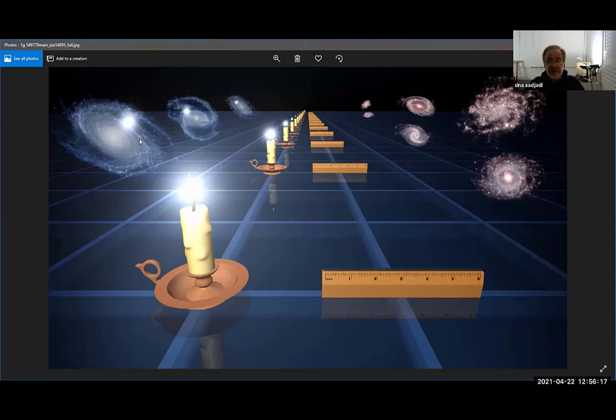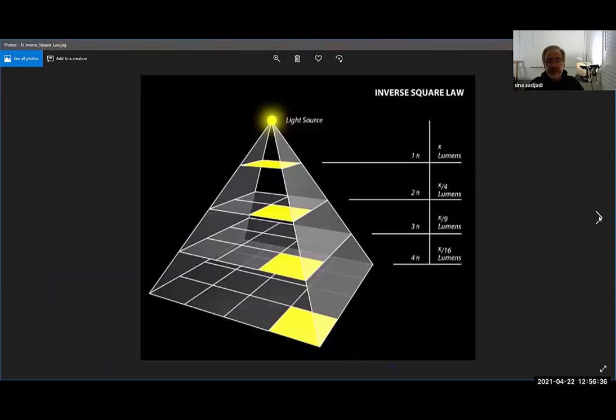Same with the galaxies, same with everything else, same with these rulers. Now, believe it or not, this is the only way we can tell distances in the entire universe. That's it. There's no other way. This is it. And there's drawbacks too. So let's see what this all means to us.